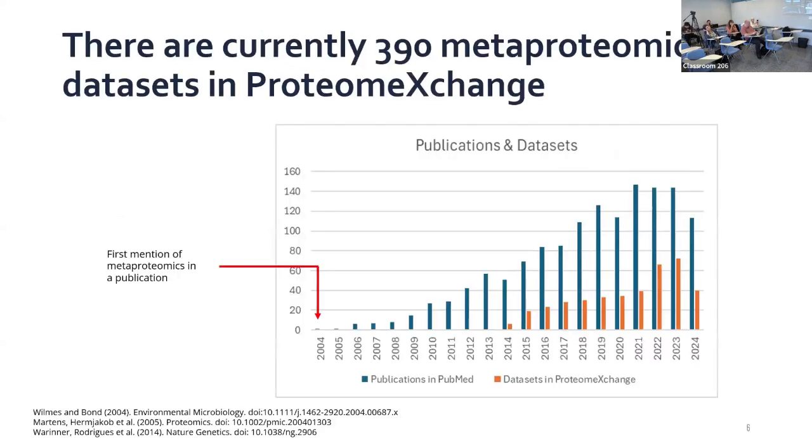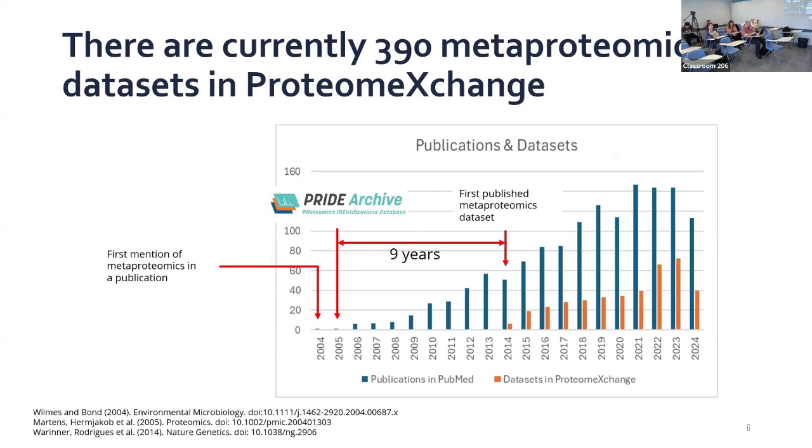Now, in metaproteomics alone, we have 390 datasets. So the number of metaproteomics publications is just for reference here, totaling around 1,300, with the first one in 2004. By the way, these numbers are from July, so approximately during the half of the year. But it's interesting to see that after the start of PRIDE repository in 2005, which was the first one, it took 9 years to see the first metaproteomic dataset appearing.